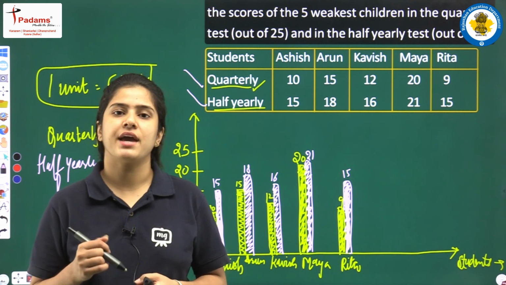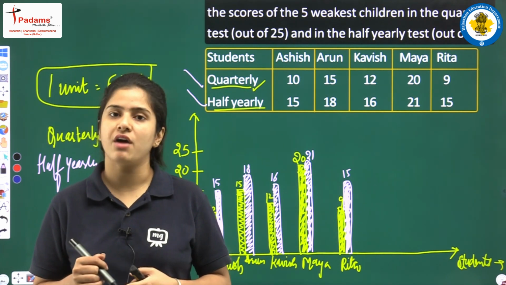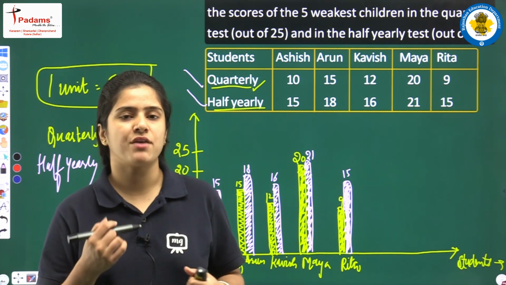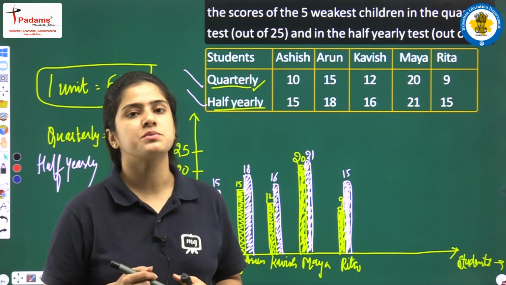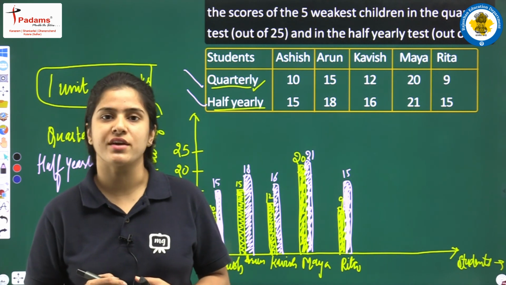In this lecture we have discussed how we can draw the bar graph and the double bar graph, and we have discussed the examples of exercise number 3.3. In the next class students will be discussing the questions of exercise number 3.3.